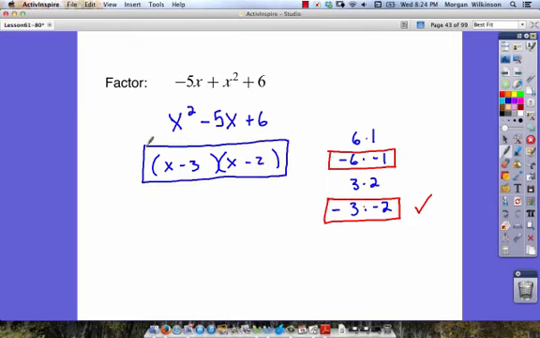and we're all done. Now you might be wondering, does it matter if the negative 3 goes first or second? And the answer is no. You could have also written x minus 2 times x minus 3, and that's full credit as well, because it's exactly the same answer.